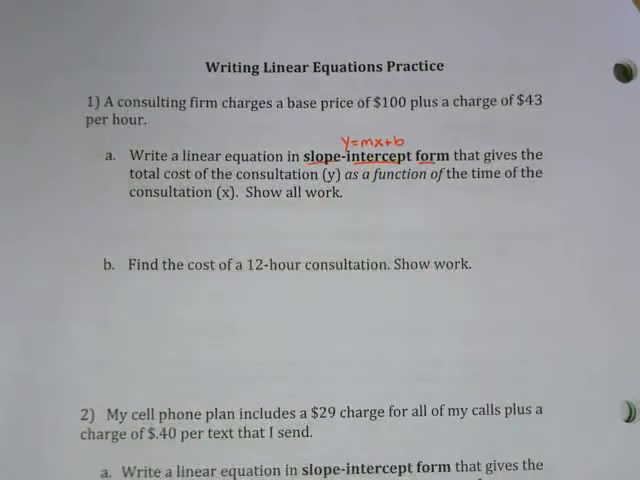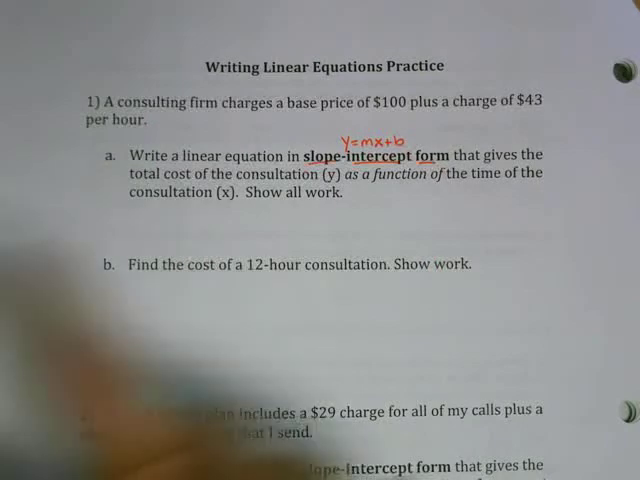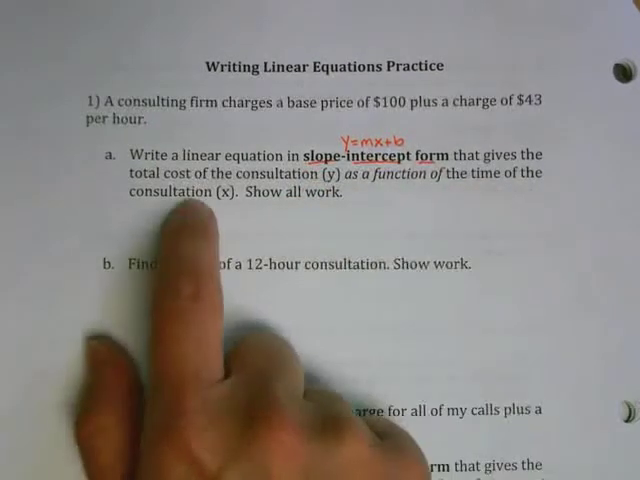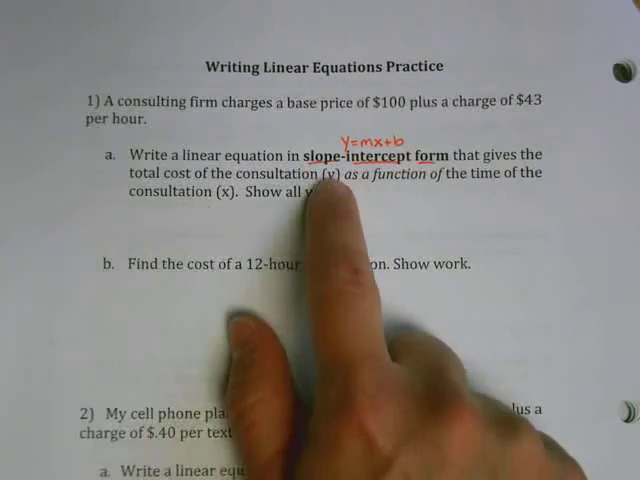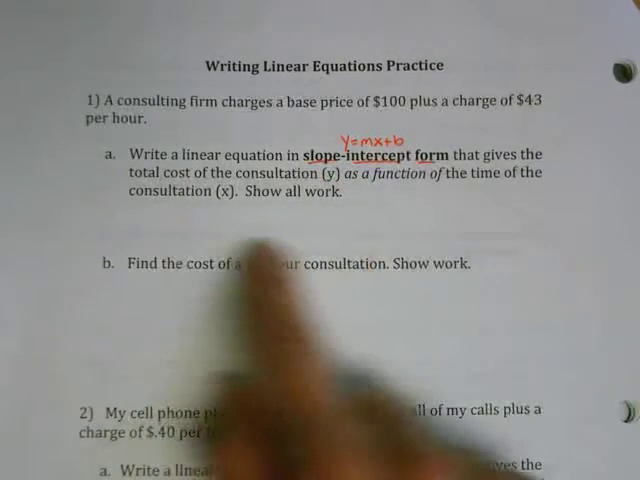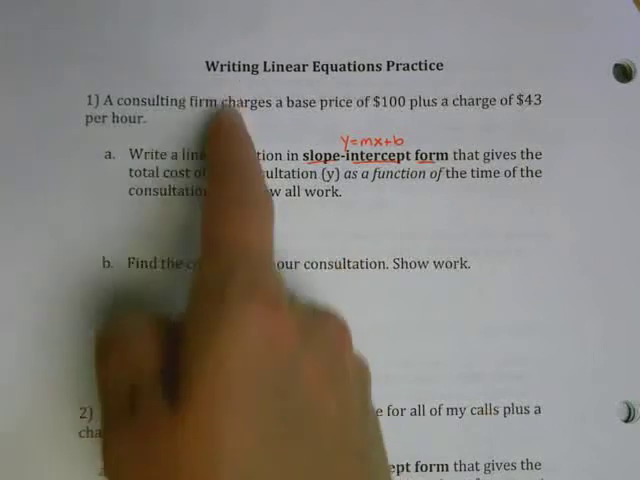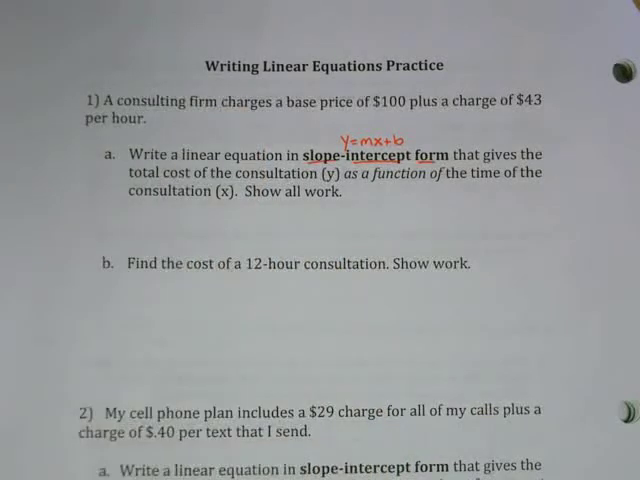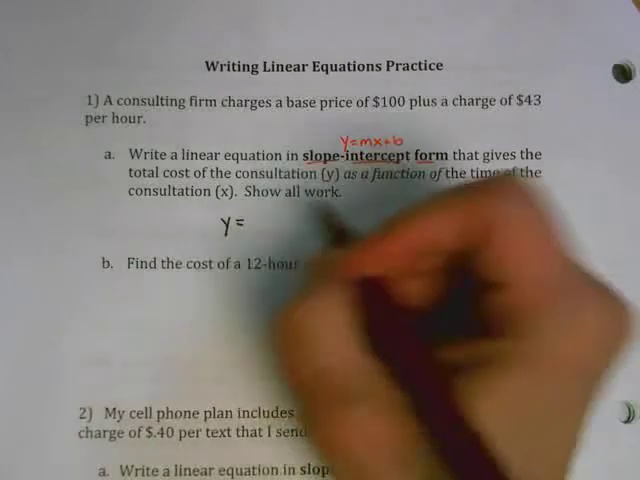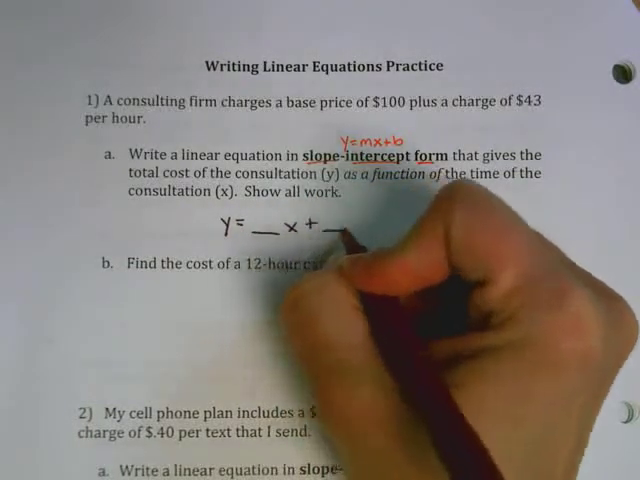That gives the total cost of the consultation, the cost y, as a function of the time of the consultation. That just means y depends on x. So x is going to be our independent variable, and y is our dependent variable. Y depends on x. So it's still just going to be a regular old y equals mx plus b. Can we do this? What do we know? We don't know y. We know y equals, we need an mx plus a b.